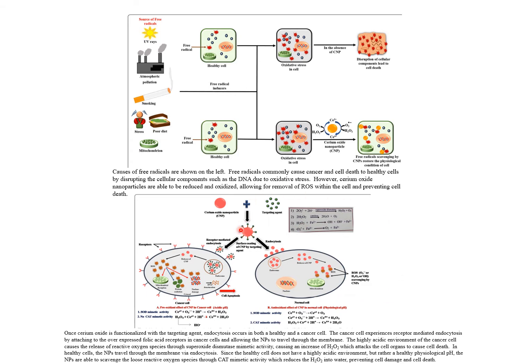Now, if we look down here, we can see another graph. Firstly, I'll look at this side. This is the normal cell. So you've got the cerium oxide nanoparticles and the targeting agent. And this happens through endocytosis, where the nanoparticles enter the cell. It reacts with the endosome inside the cell, forming the complex to release the nanoparticles. These nanoparticles then scavenge the reactive oxygen species within the cell to keep the cell healthy.